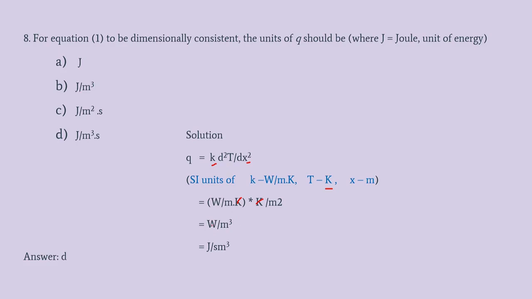The answer is watt per meter cube, and we know watt is joule per second. So the answer will be joule per second meter cube. So the answer is the last one, option D.